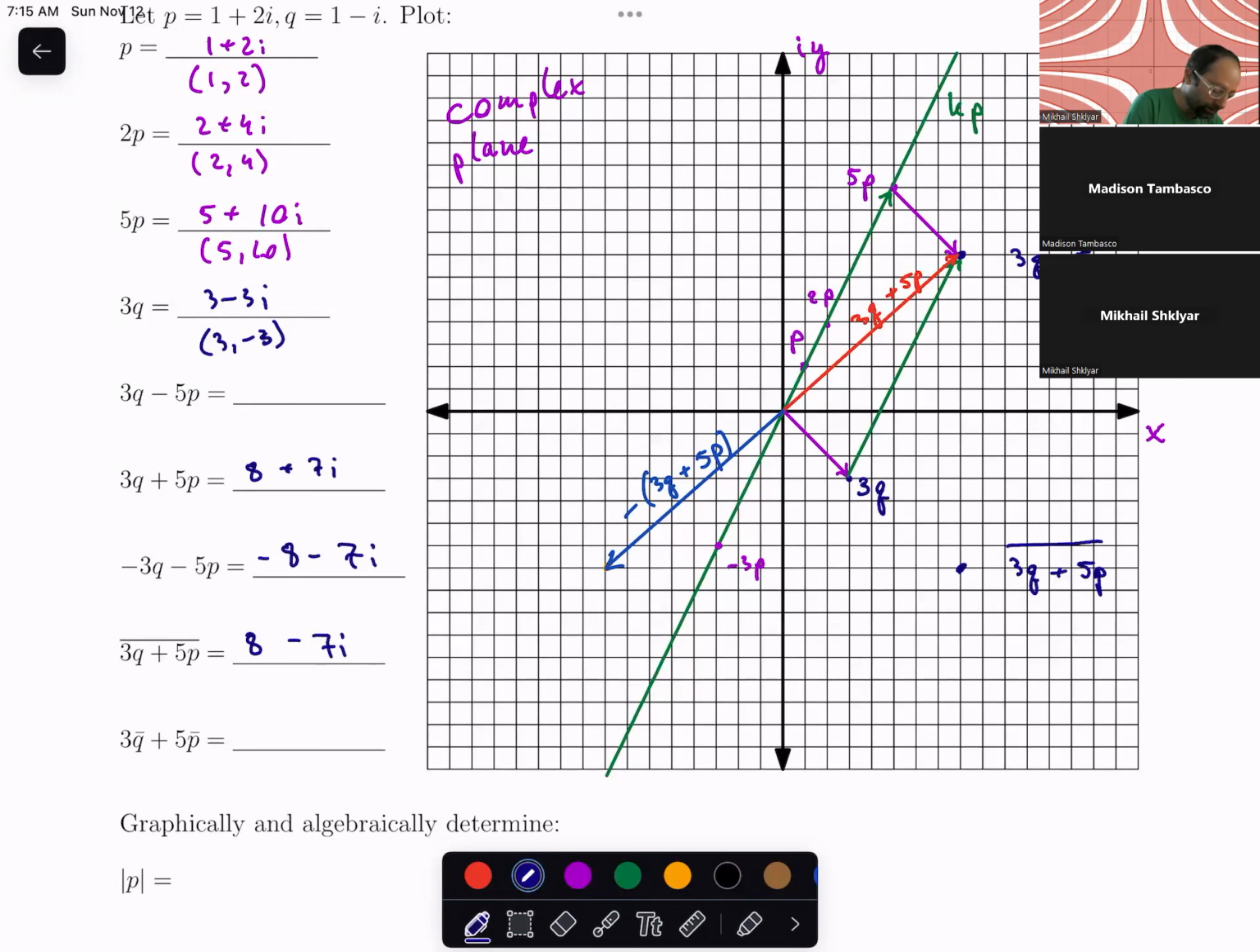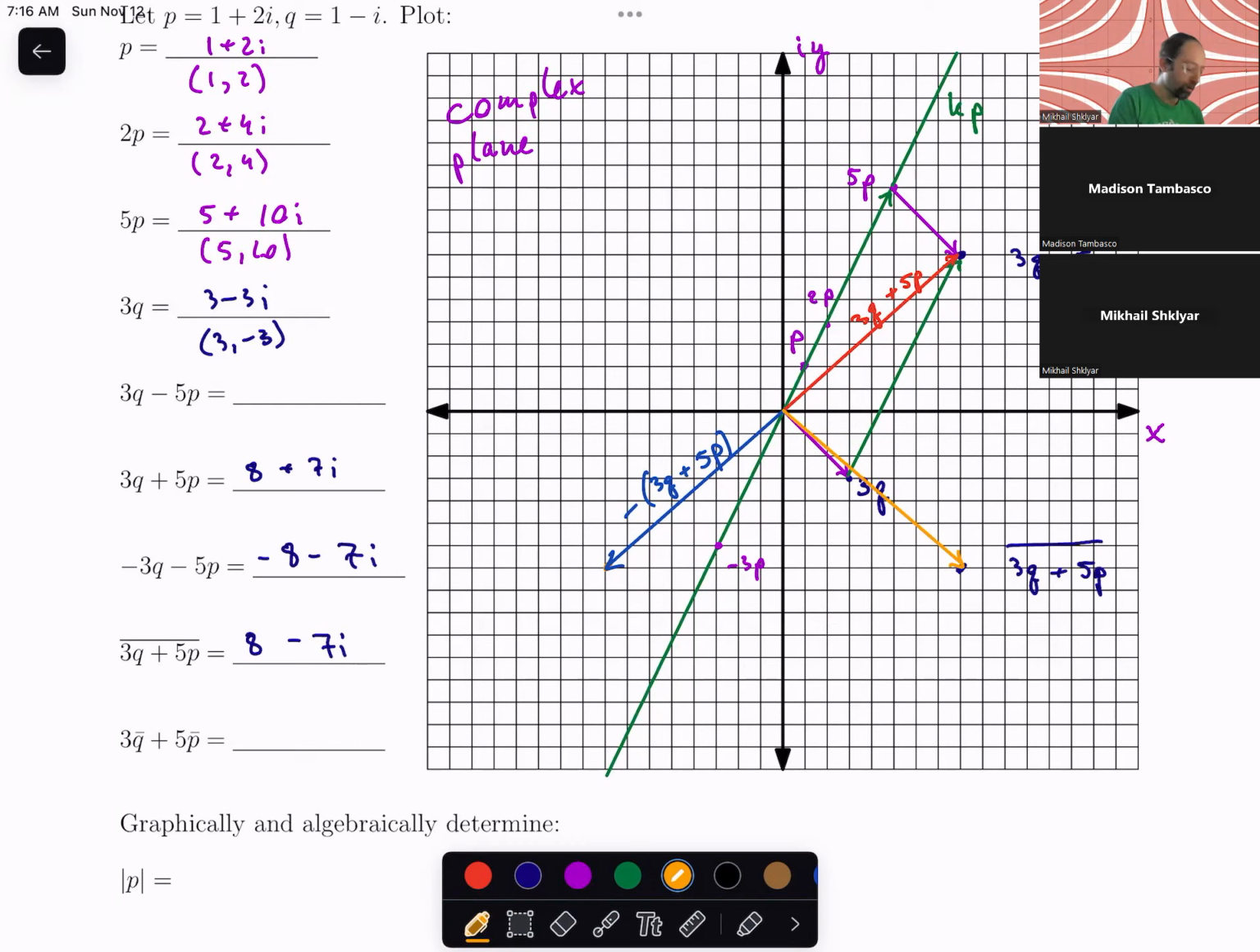So let's use some new color. I don't know, how's orange? Is orange any good? Yeah, orange is pretty good. All right, okay, so you see, these are all different operations on complex numbers, and this is what they look like graphically, which I think is pretty cool.